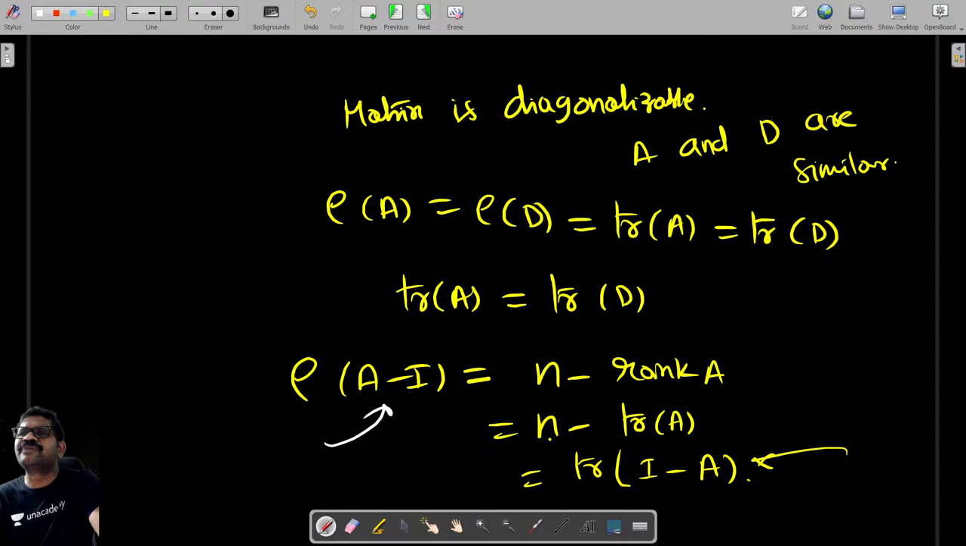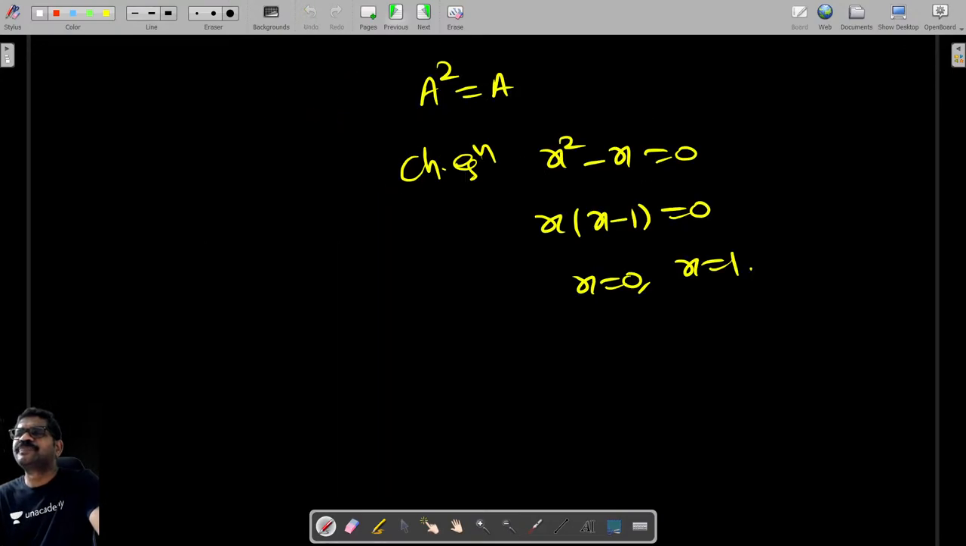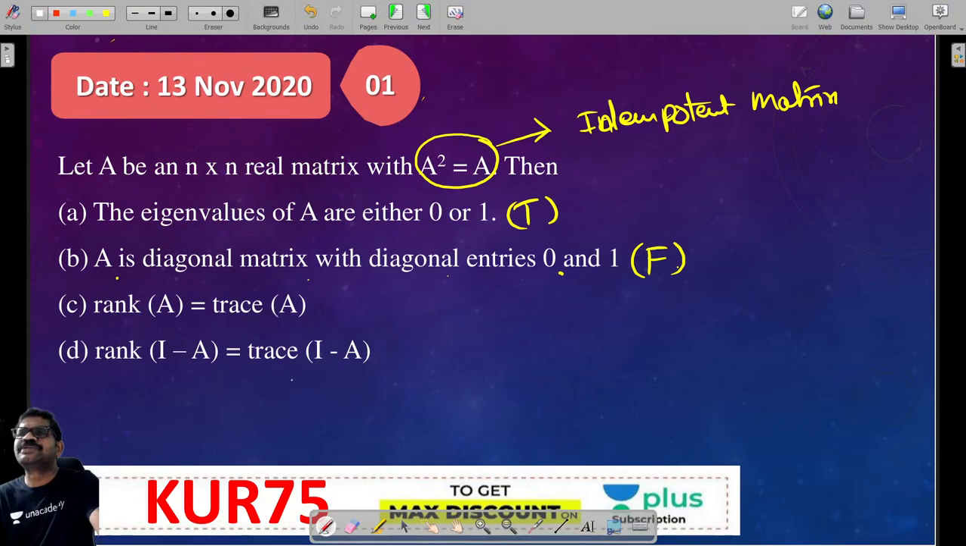If I take rank of I minus A, because I have written n minus rank of A, that's why I am writing I minus A instead of A minus I. Now, because in the option he has given I minus A, this option is also true. C and D are true. So A is true, C is true, D is true.